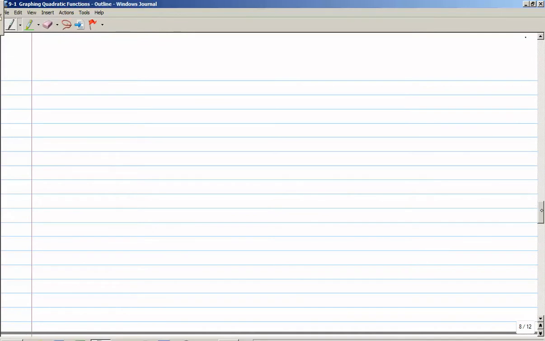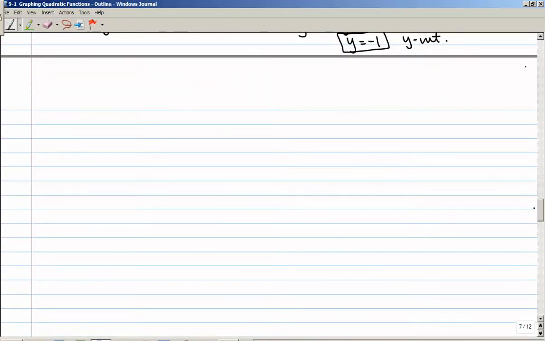Well, let's see, what letter am I up to? Call this E. Okay, so I'm going to do an X column. And then in the middle, I'm going to put what y equals. y equals x squared, oops, that should be a plus 2x minus 1. And then I'm going to calculate what y is.